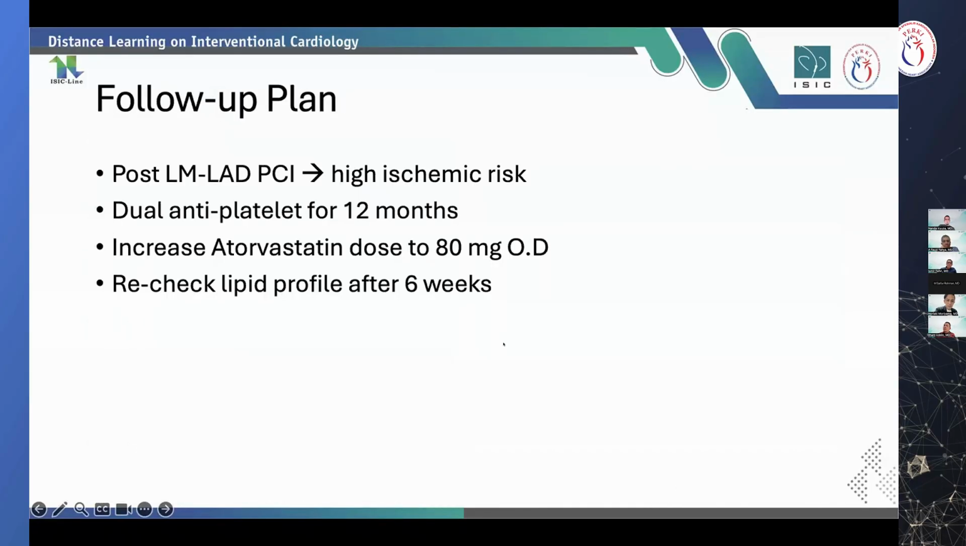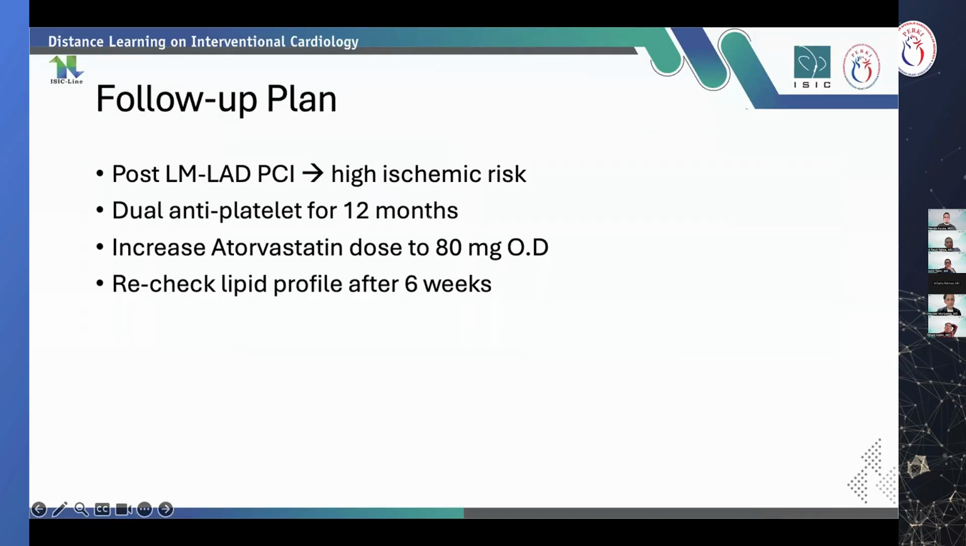And because of the high ischemic risk, we give the patient antiplatelet therapy for 12 months, increase the dose of atorvastatin to 80 milligrams once daily, and then we try to achieve the lipid profile target by rechecking the lipid profile 6 weeks after the PCI. That's it. Thank you, Dr. Fauzi. Thank you, Dr. Nanda.